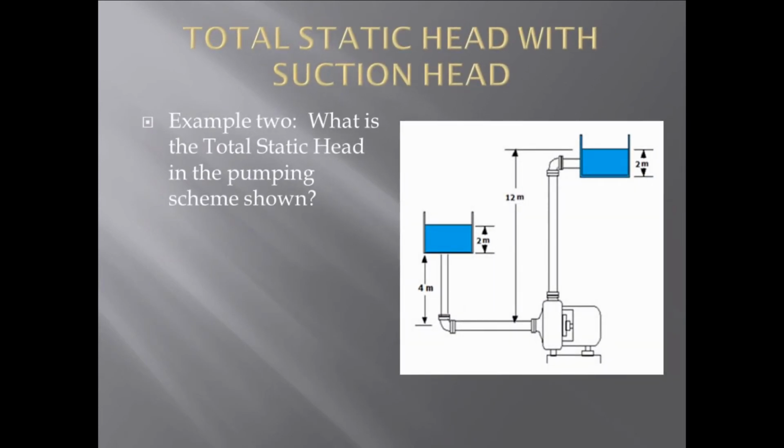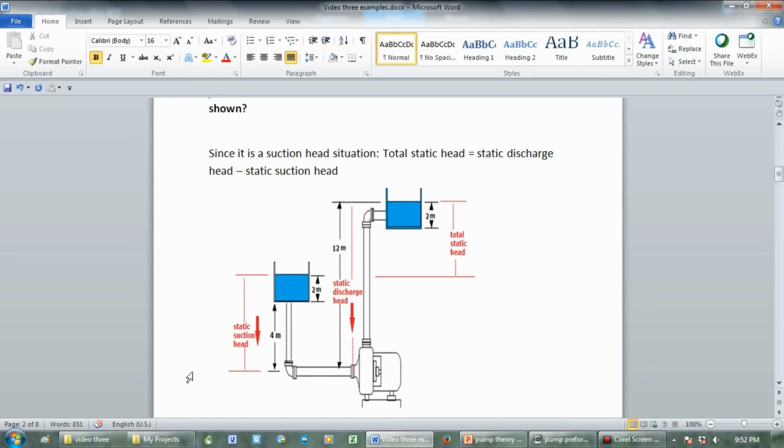Example 2. What is the total static head in the pumping situation shown? As we can see from the diagram, it's a static suction head situation. Since it is a static head situation, total static head equals static discharge head minus static suction head.